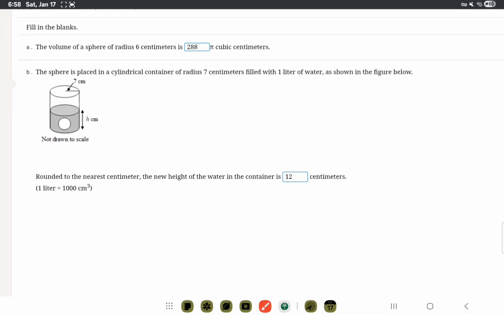Now part B. What are they saying? We took this sphere. By the way, this is the sphere that they're talking about. It's the same exact sphere. So this sphere is 288 pi. Now they put this sphere in this cylinder and they added 1 liter of water. By the way, you need to convert. Why? Because 1 liter is equal to 1000 centimeter cubed. Now why centimeter cubed, you may ask? Because if you look closely, here they use centimeter and here they use centimeter.